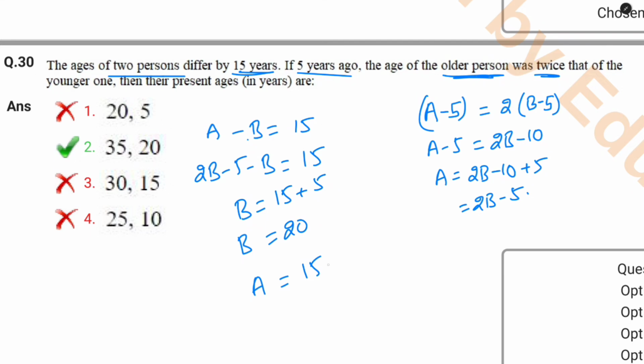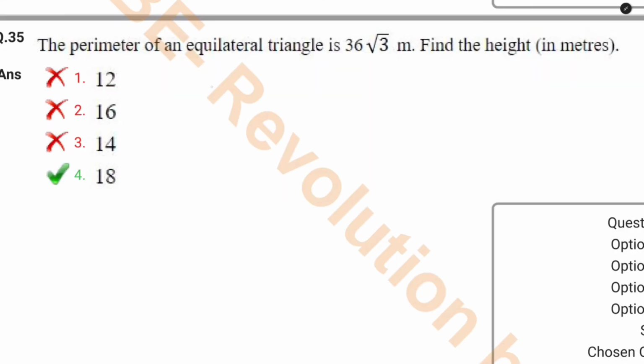So b goes to other side, it will be plus b. So that means 15 plus 20, 35. So the ages of a and b are 20 and 35. So option 2.